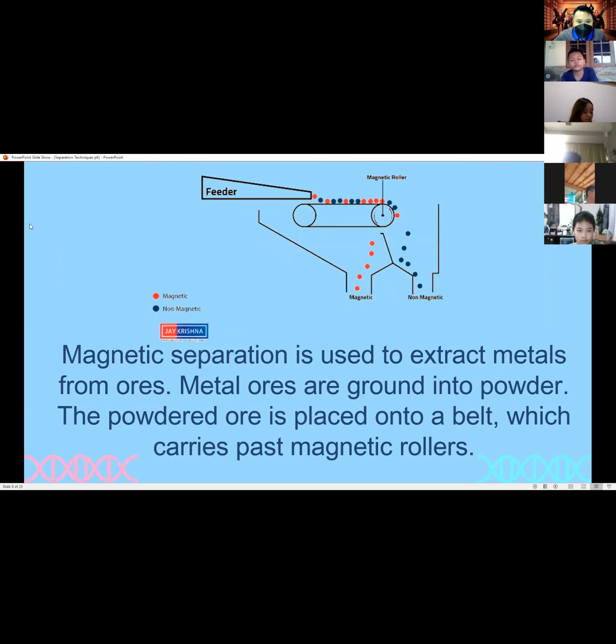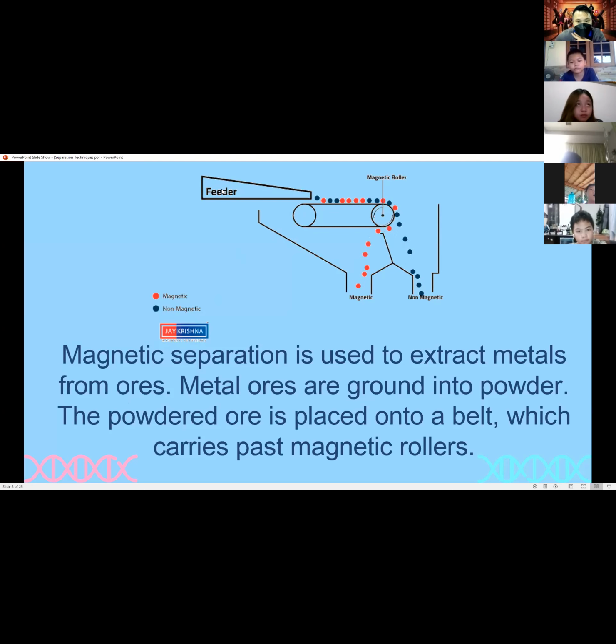So here, this is the feeder. Where will you put the sand or metal ores? If you say metal ores, like a big stone, you cut it a tiny bit, okay? You cannot cut it using a knife, but you cut it using the machine, okay? So they will grind it and turn it into tiny particles, and then they will put it in the feeder.